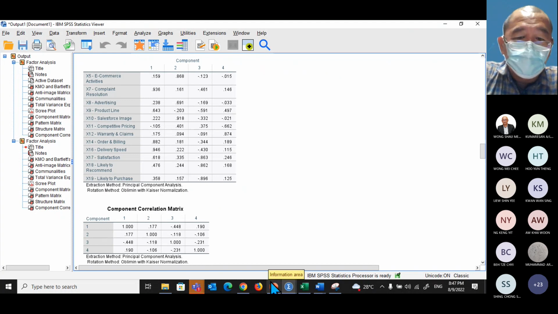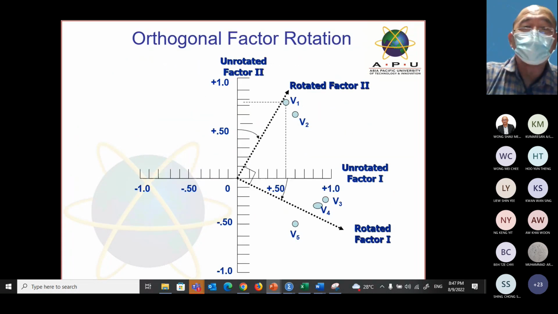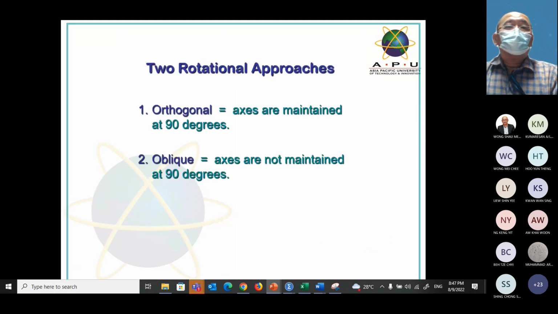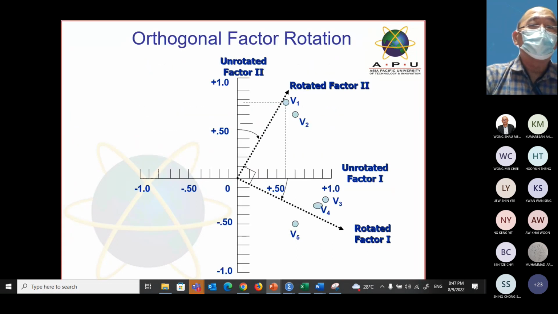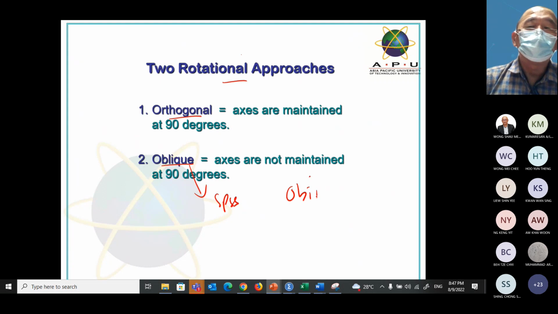So what is rotation? The different axes of the factor are turned about the origin until some other position has been reached. Don't worry, later we'll come back. We have two rotational approaches, orthogonal and oblique. Oblique is the one that we used in SPSS just now. Remember, oblimin is similar.